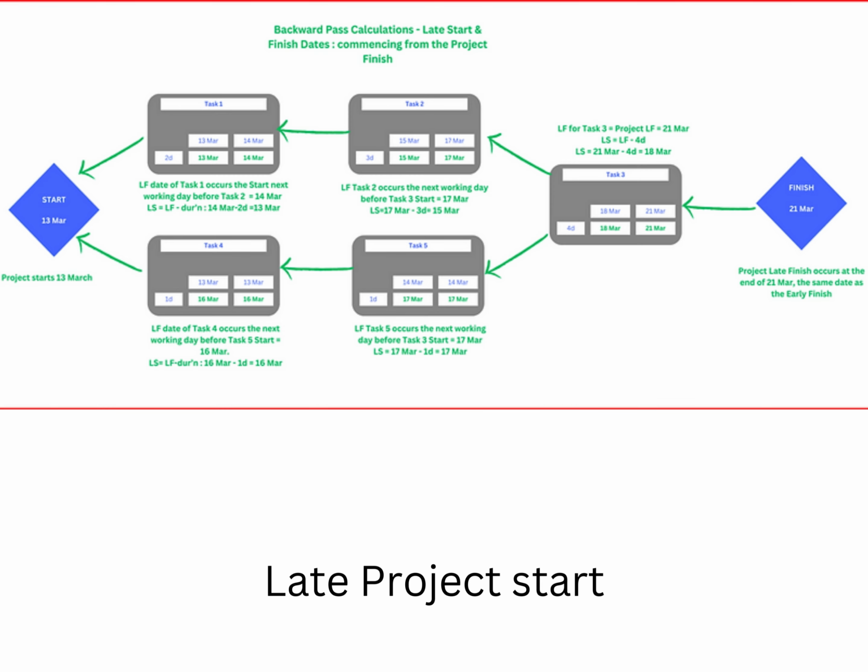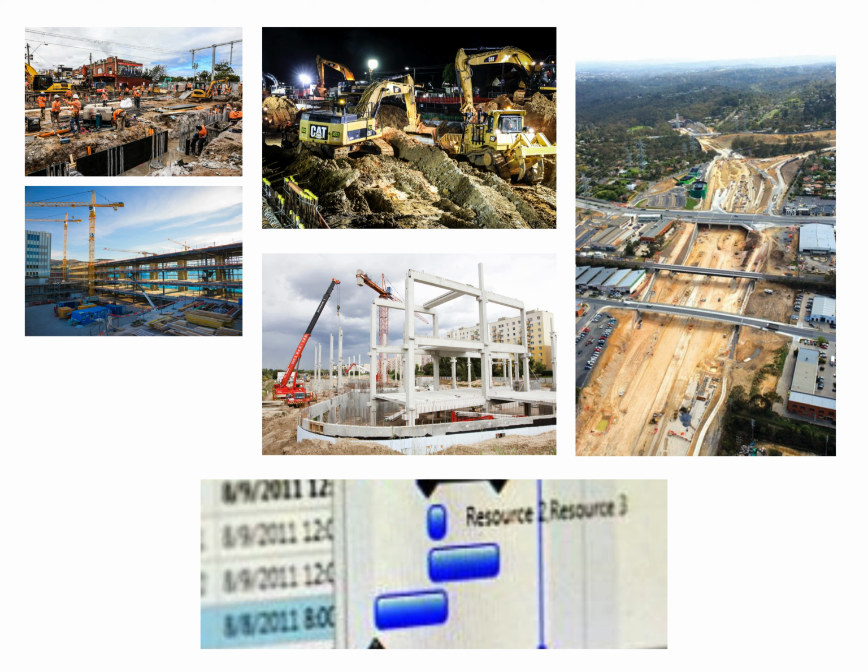Let's look at the late project start date. The late project start is dependent on Task 1 and Task 4. The driving task is the task with the latest start date. In this example, Task 1 has the earliest late start of the 13th of March at 8 a.m., but driven by Task 4 late start. The project start has a late start of the 16th of March at 8 a.m.